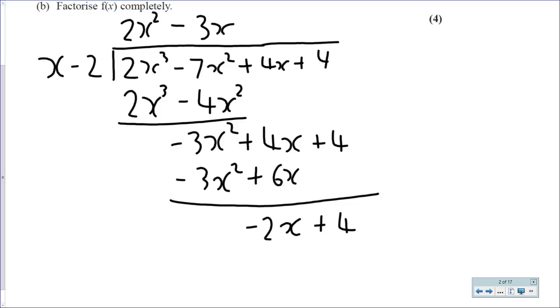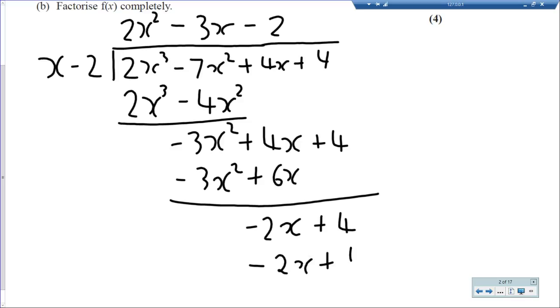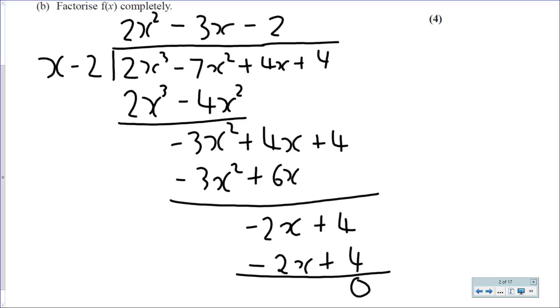Finally, we're going to do minus 2x divided by x, so that is just minus 2. When I do minus 2 multiplied by x minus 2, I get minus 2x plus 4, and when I take them away, as you expect, you get 0, and that's what you should get because x minus 2 is a factor of your original cubic. So at this point we're up to 2 marks, okay, because if that cubic, when you divide it by x minus 2, you get the following quadratic that we've just found.